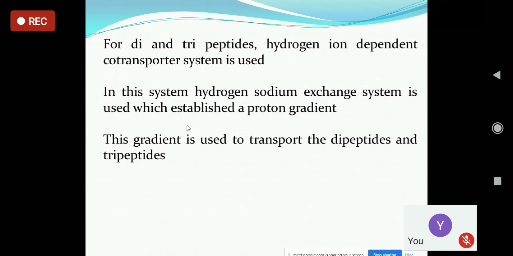An ion-dependent co-transporter system is used. In this system, the hydrogen-sodium exchange system is used, which establishes a proton gradient. This gradient is used to transport the dipeptides and tripeptides. Establishing a proton gradient means that, due to the action of this pump, the concentration of hydrogen ion is higher in the intestinal lumen than in the intestinal cell.